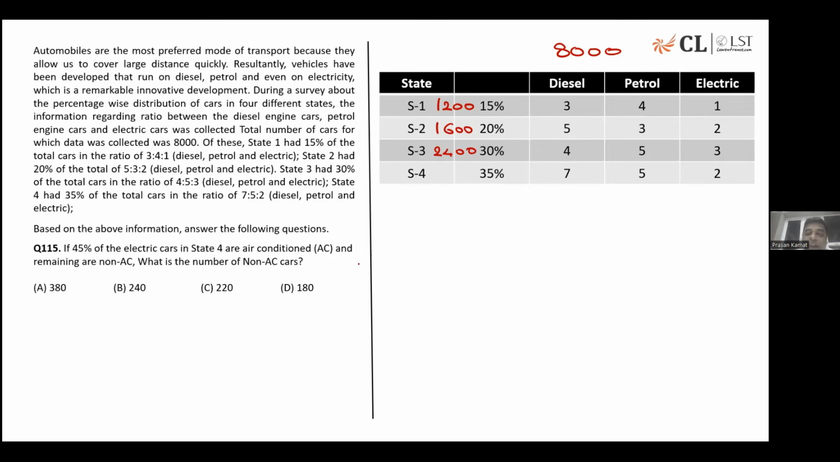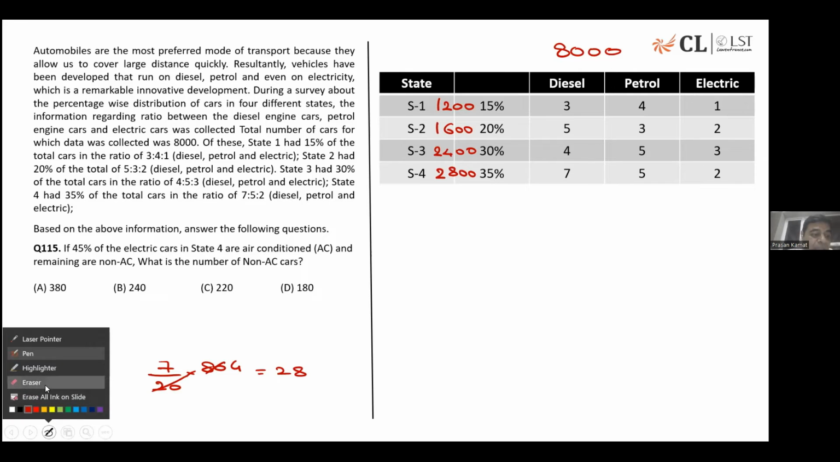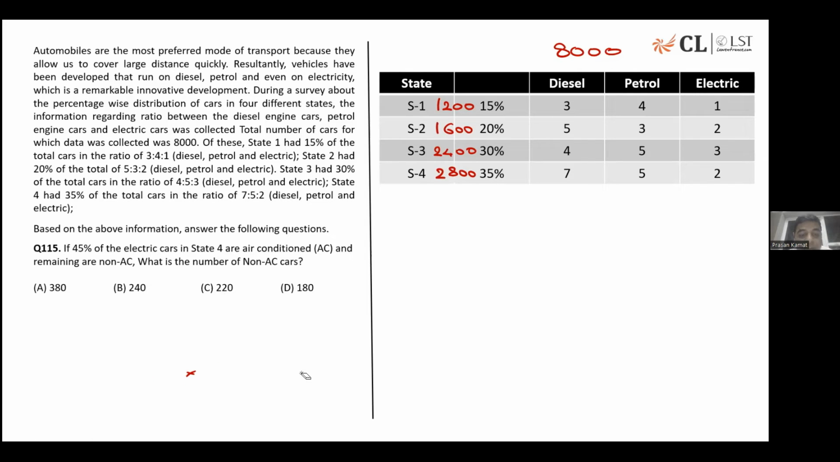And how do I find 35%? 35% is 7 by 20. 7 by 20 of 80. So this would be 4. 7 4s are 28. So this is 2,800. So we have the total cars in each, and that's it. We don't need to get into the cars for diesel, petrol, and electric. They have given me the ratios there, and the ratios are fine.